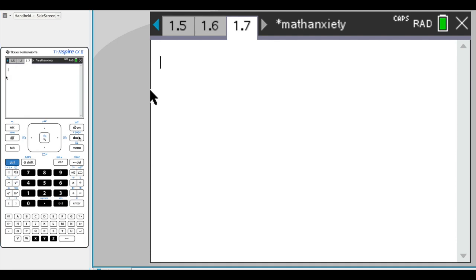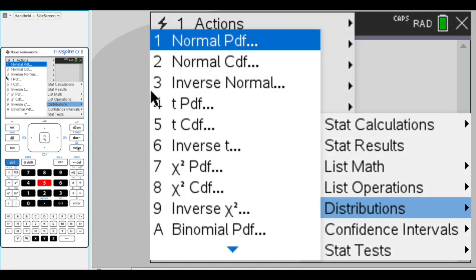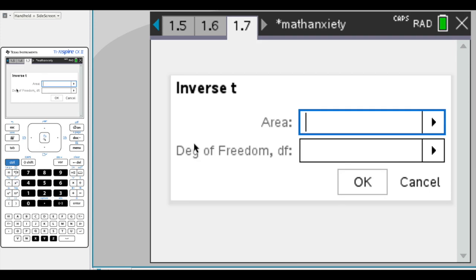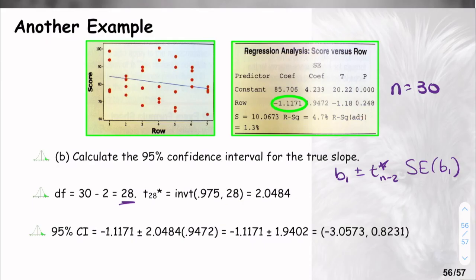So we will do menu, 6 for statistics. We want to look at distribution and at inverse t. We're assuming a 95% confidence interval, so 0.975. And our degrees of freedom was n minus 2, or 28. So we hit OK, and we get 2.0484. So now we just have to fill in the values.